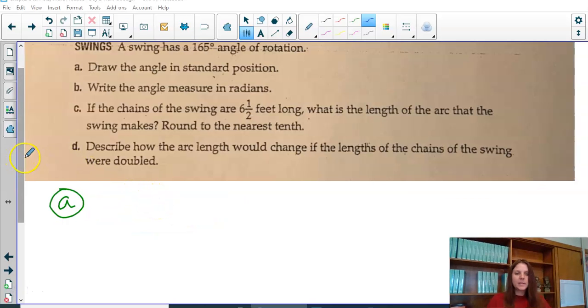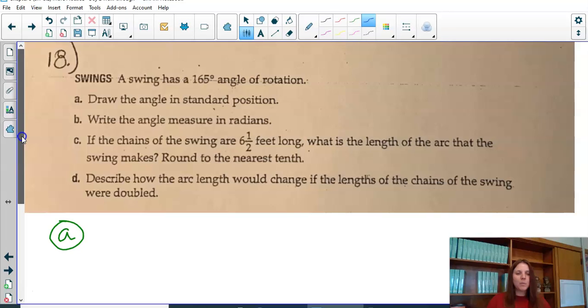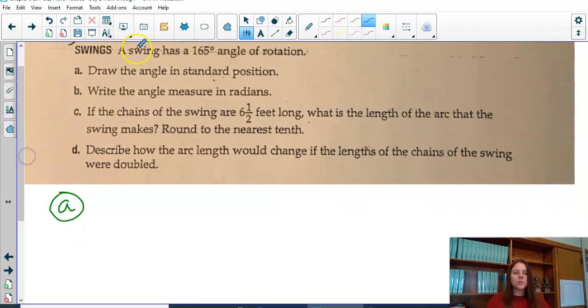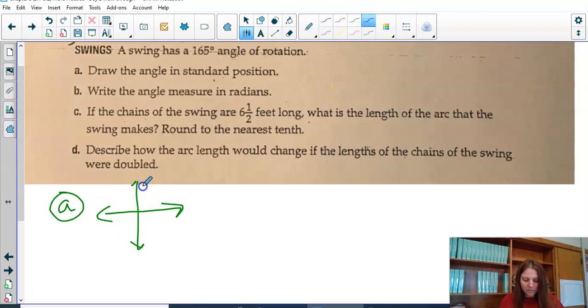Number 18 is an application problem, and it's asking several different things about an angle of a swing. So we have a swing, it has 165 degrees of rotation. First question, draw the angle in standard position. So I'm going to draw an X and Y axis, just a simple one. 165 degrees starts here at 0, rotates up 90, and doesn't go quite all the way to 180. So it would be somewhere in here. This would be 165 degrees.